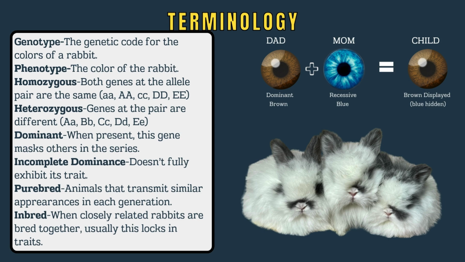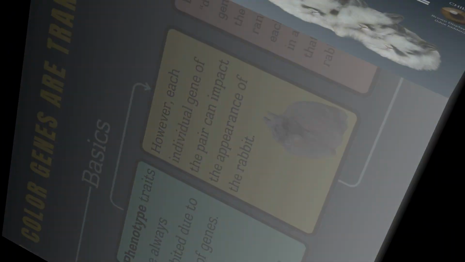Incomplete dominance doesn't fully exhibit its traits. Purebred animals transmit similar appearances in each generation. Inbred is when closely related rabbits are bred together.